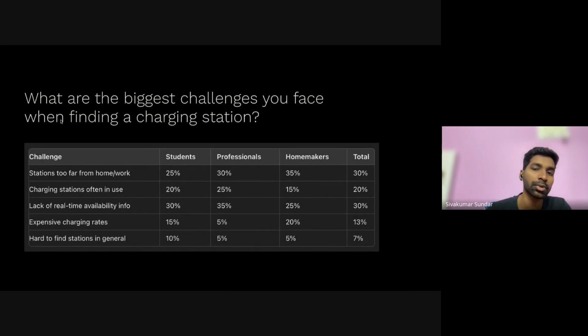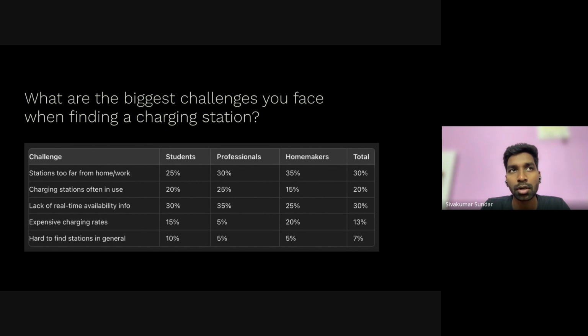The next question is, what are the biggest challenges you face in finding a charging station? Today, most of the challenges are that the stations are too far from home or work, and the place people mostly charge is at home, because people don't take it elsewhere. They are also afraid: is the charging port really working there, or what will happen to my bike or car if I charge in a different place? Also, charging stations are often in use, and people are not aware of where they are.